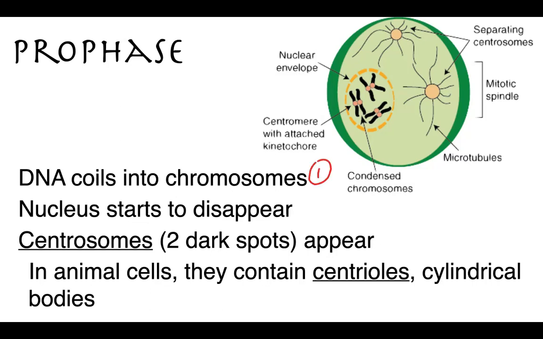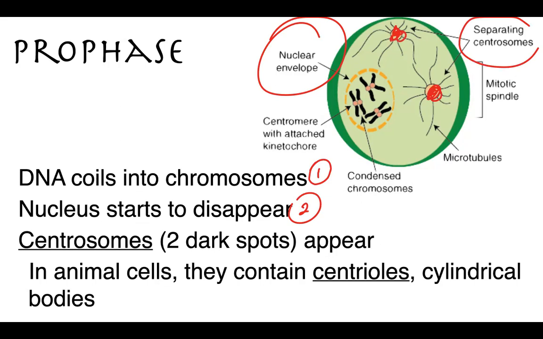All right, so number 1, the DNA coils into chromosomes. Number 2, the nucleus starts to disappear. You can see the nuclear envelope here, and now it's represented by a dotted line because you're going to need the entire space of the cell to organize the chromosomes and have them separate. Now, you have 2 dark spots, which you can see here. Got that dark spot and this dark spot. These are called centrosomes. They start to appear.